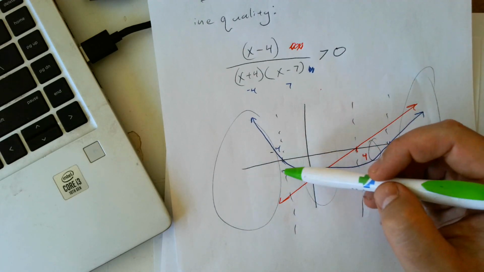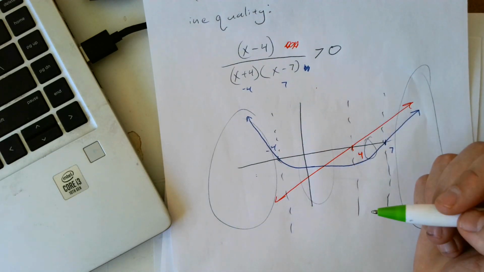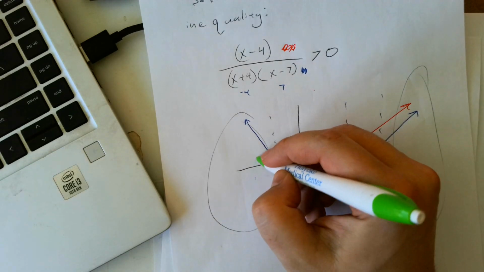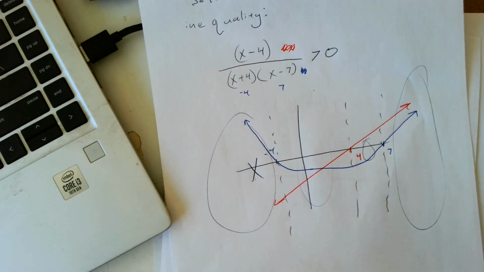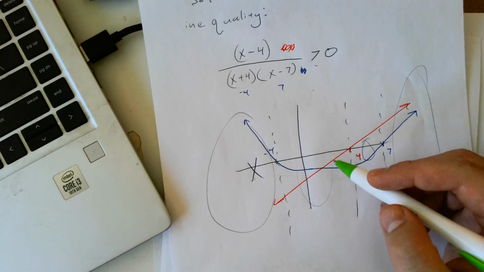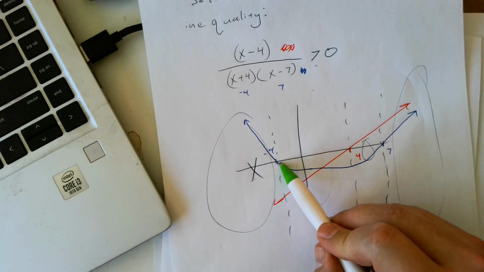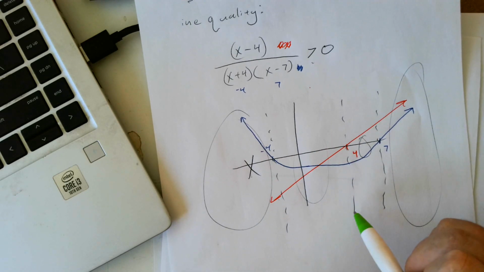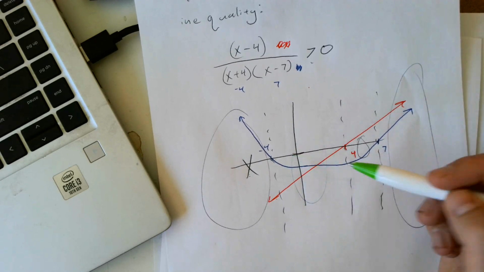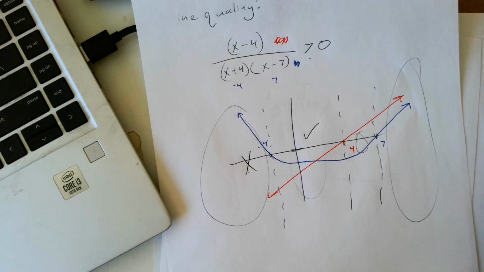So to the left of negative 4, my blue line and my red line are on opposite sides. I don't like that. I want them to be on the same side because a positive divided by a negative or a negative divided by a positive will be negative. I want to be positive because I want to be greater than 0. Conversely, from negative 4 to positive 4, both of my graphs are negative. They're below the x-axis. So I like that.